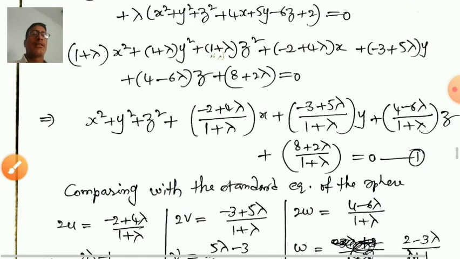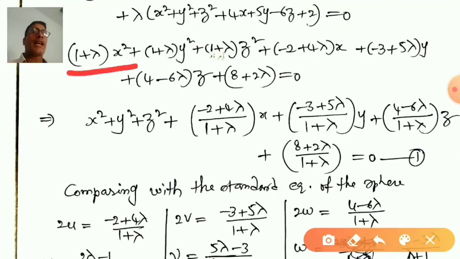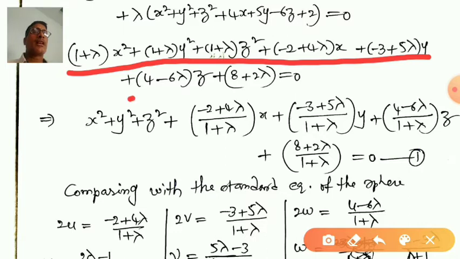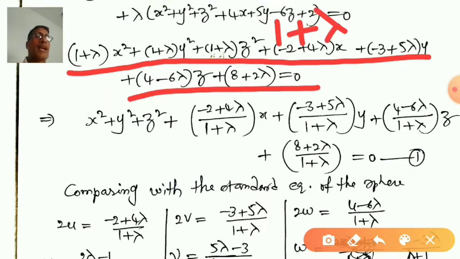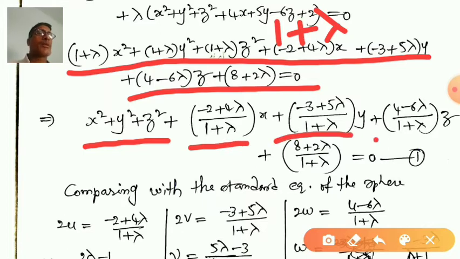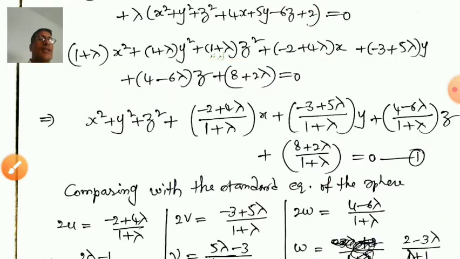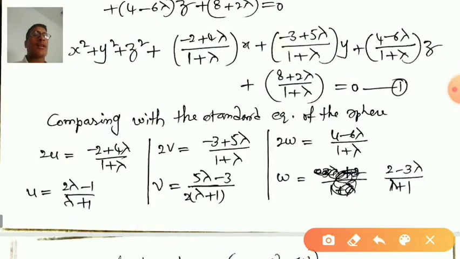Then by dividing this entire equation with 1 plus lambda, we will get x square plus y square plus z square plus minus 2 plus 4 lambda by 1 plus lambda x plus minus 3 plus 5 lambda by 1 plus lambda y plus 4 minus 6 lambda by 1 plus lambda z plus 8 plus 2 lambda by 1 plus lambda is equal to 0. So this is the equation number 1.